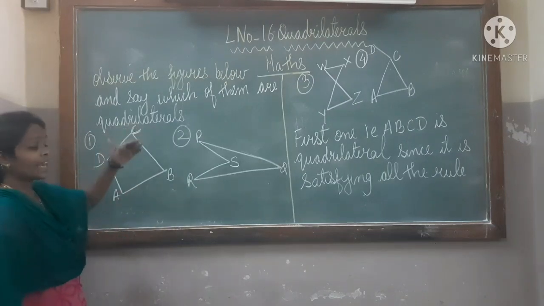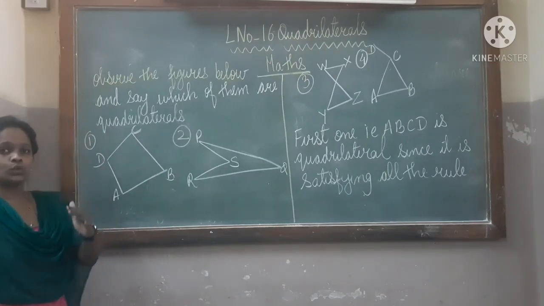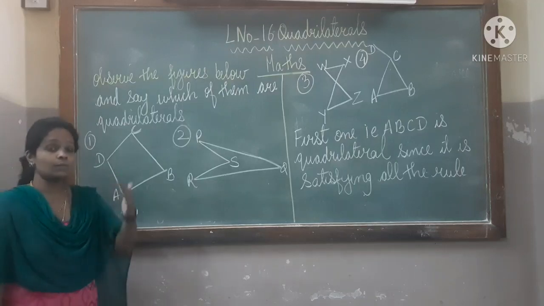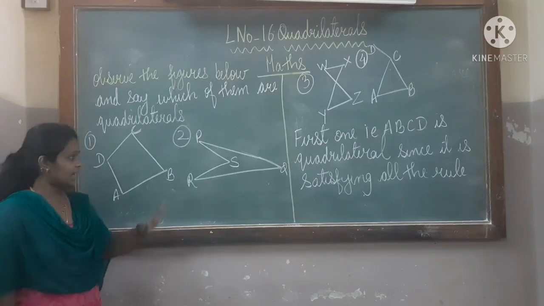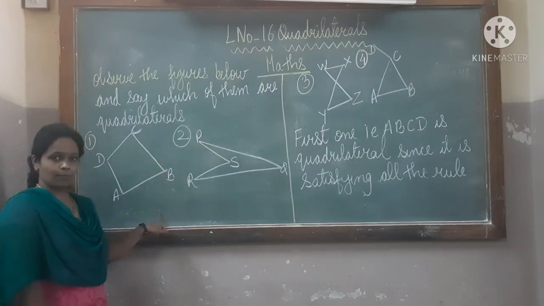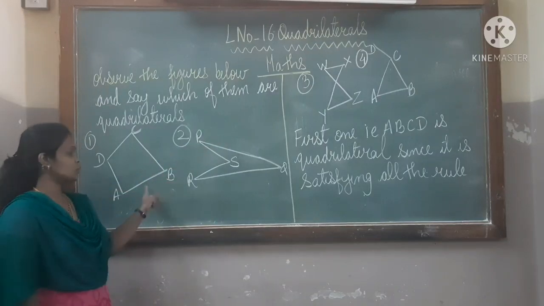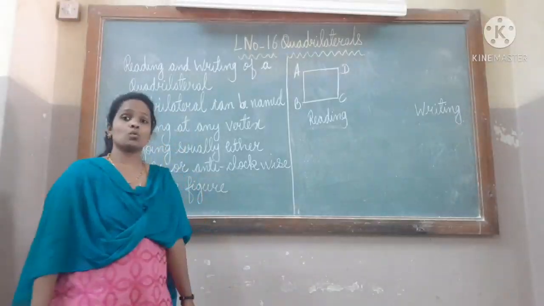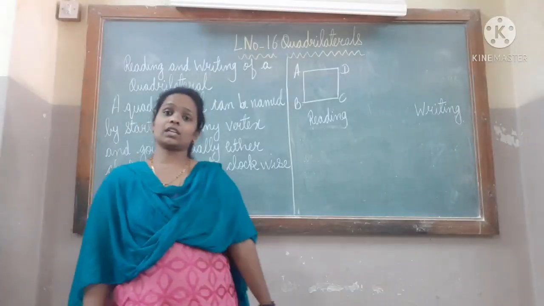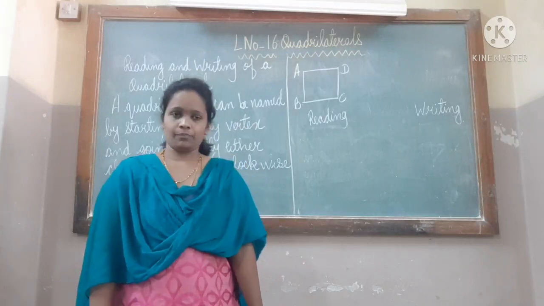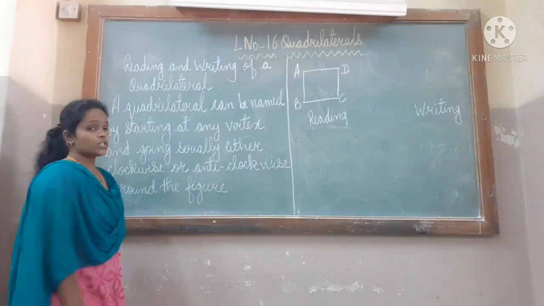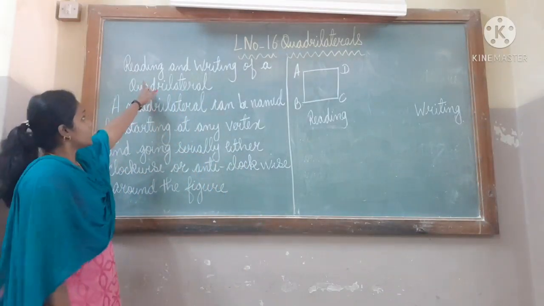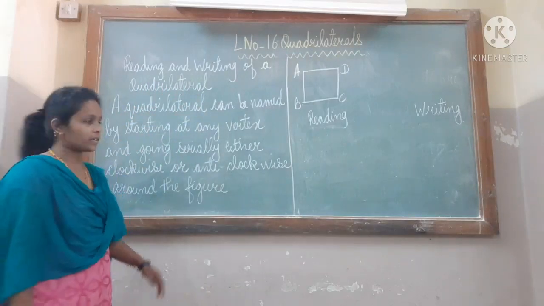Here, this is only an example for you, so that you will come to know exactly what a quadrilateral is. That's why I have shown this example where you have to identify which one is a quadrilateral. Let us say you should know how to write and read the quadrilateral. Now, the question given over here: reading and writing of a quadrilateral.